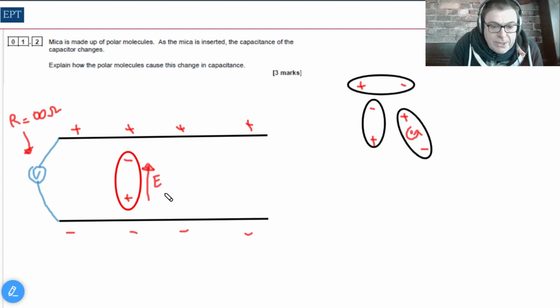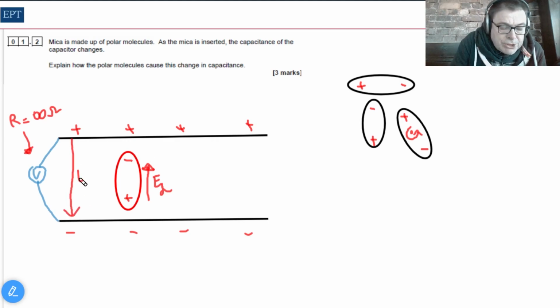Let's call that E_D, for dielectric. But the original plates are also going to have created an electric field going downwards, which we'll just call E_P. Now, E_D is going to be relatively small compared to E_P, but nevertheless, it's there. So what we have is 2 vectors. Electric field is a vector, in opposite directions, meaning that the overall electric field between the plates reduces. This means that the voltage here will drop. And that's the key point.